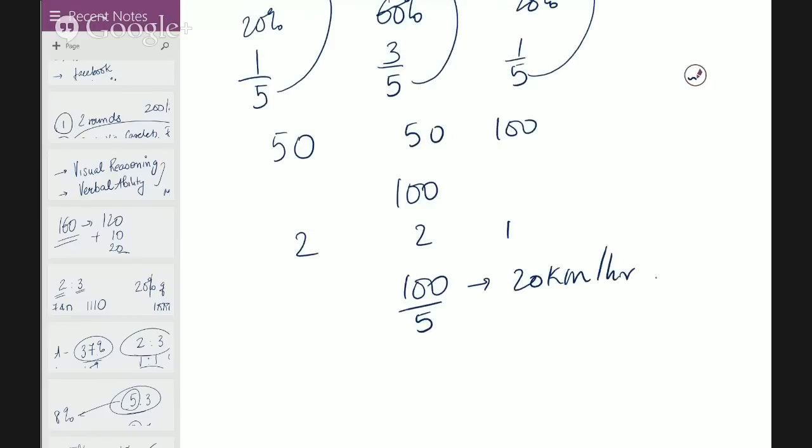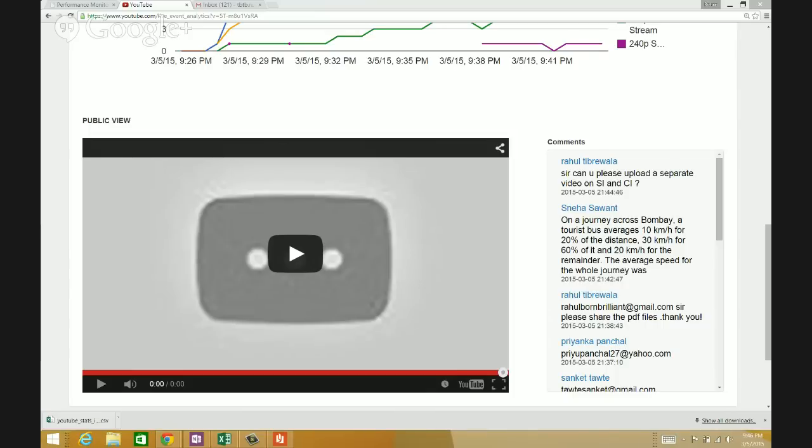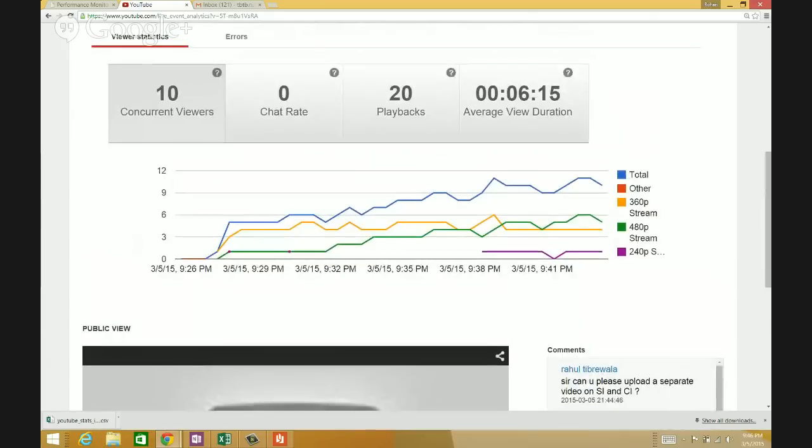That is your average speed. Fine, that's simple. So 100 by 5 is 20 kilometers an hour. That's precisely it. Can you please upload a separate video on SI and CI? I have a video on SI, Rahul, if I'm not wrong. CI, I'm not aware, honestly.